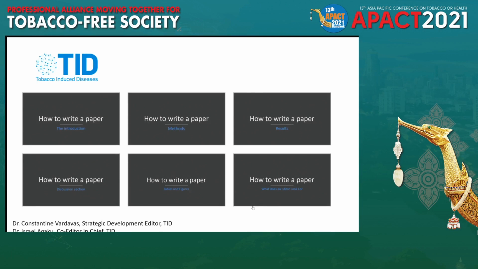But in this session, we'd like, within 1 hour and 45 minutes, to be able to provide an overview of what an editor is looking for, what sections are included within a manuscript, what should be done in each part of the manuscript, and I think we'll start off like that.